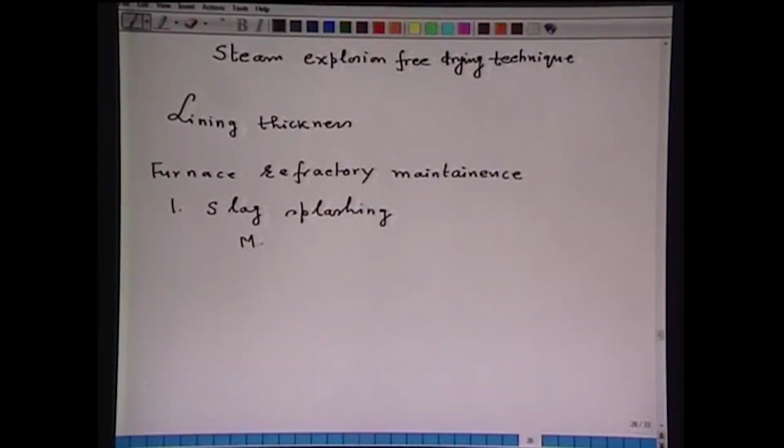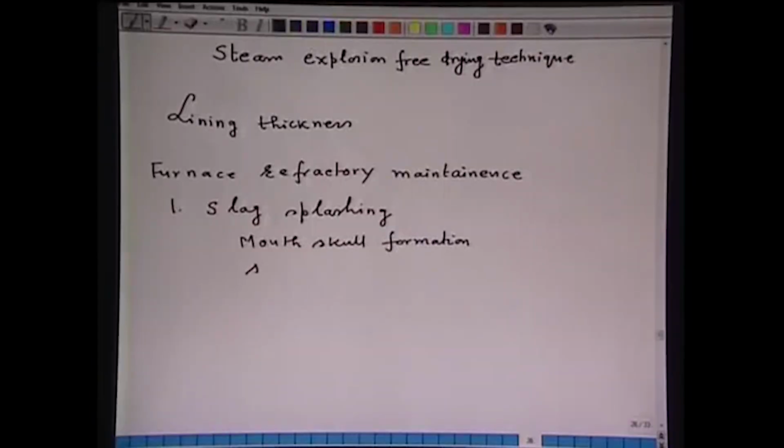The problems with this slag coating: one of the problems is mouth skull formation. I am referring to BOF steel making, because slag splashing has been developed for BOF steel making. So, at the mouth, when the slag splashes, the slag has a lower melting point, so immediately it deposits on the mouth of the converter, and hence there is a formation of the skull, and because it is highly viscous, it has to be removed. That is one important issue, and another important issue is the sculling of the lance.